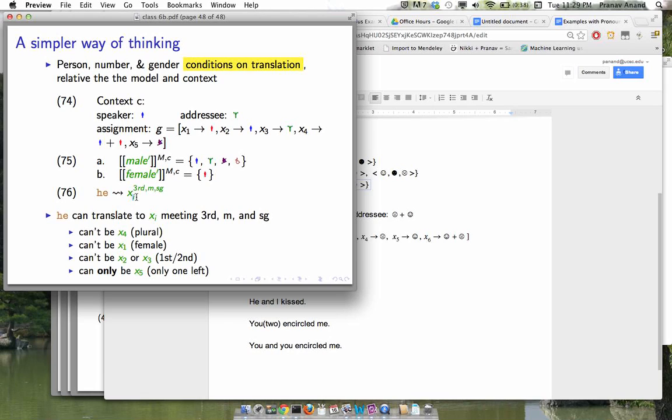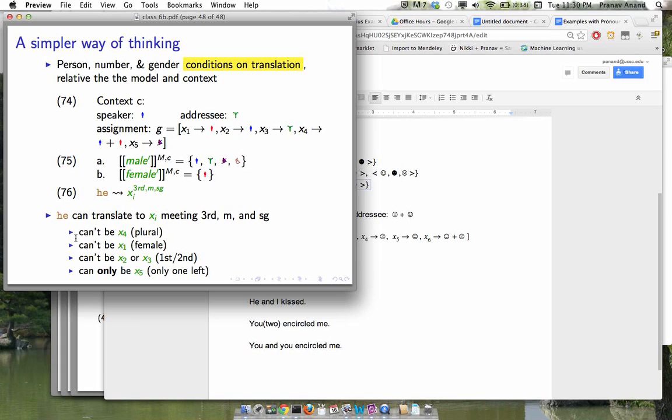And so the ambiguity comes from the fact that we don't know exactly which index it could be. In principle, it could be any one of these, 1, 2, 3, 4, or 5. And so where I ended class today was saying that the function of these presuppositions is to constrain us so that it's easier to see who could be talked about in any situation. And that's relative to the model and the context. It sort of imposes conditions on what can be translated or not.